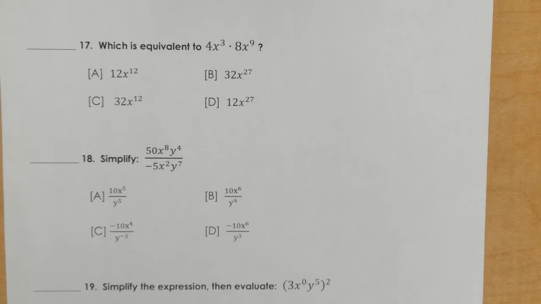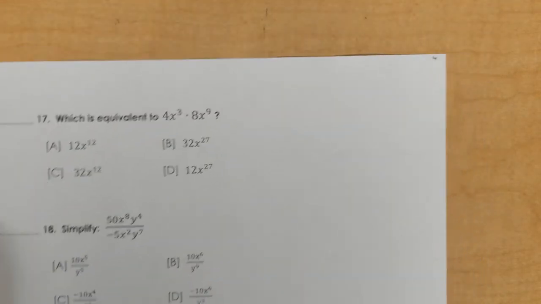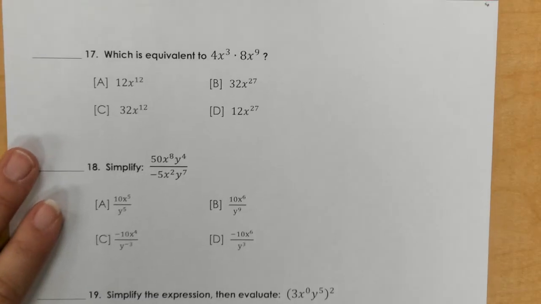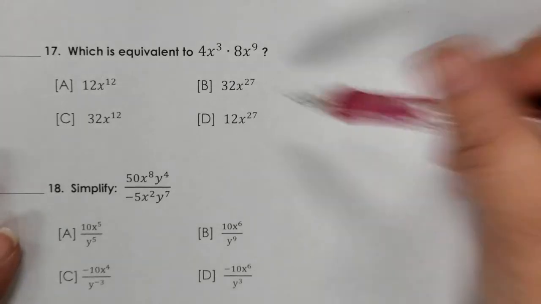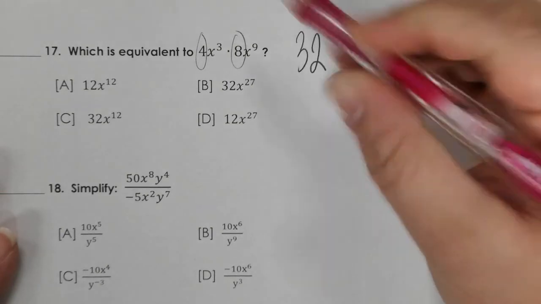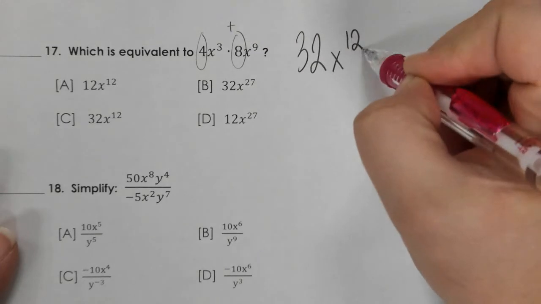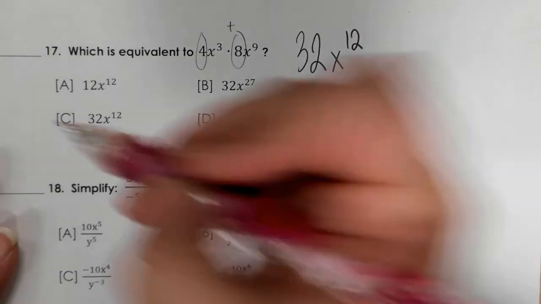The last 4 questions are just exponent rules. So in number 17, we need to multiply the 4 and the 8 and get 32. But then we add x's. So 3 plus 9 gives me 12. So this would be C.